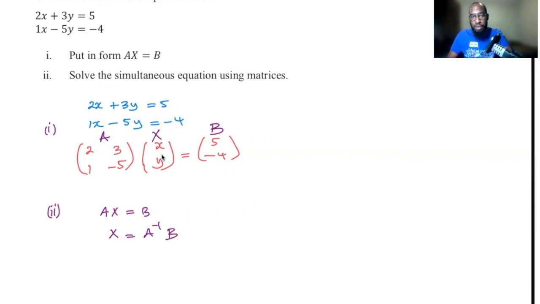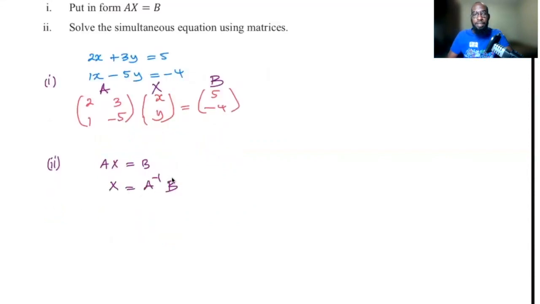X, which would be x and y, we need to find out what are those numbers. X is equal to A inverse B. You have to write A inverse in front. If you don't write it in front, the matrices will not be able to multiply. So x is equal to A inverse B. It simply means I write x, y, that would be equal to A inverse, where A is this matrix, times B. What is B? B is 5, negative 4.